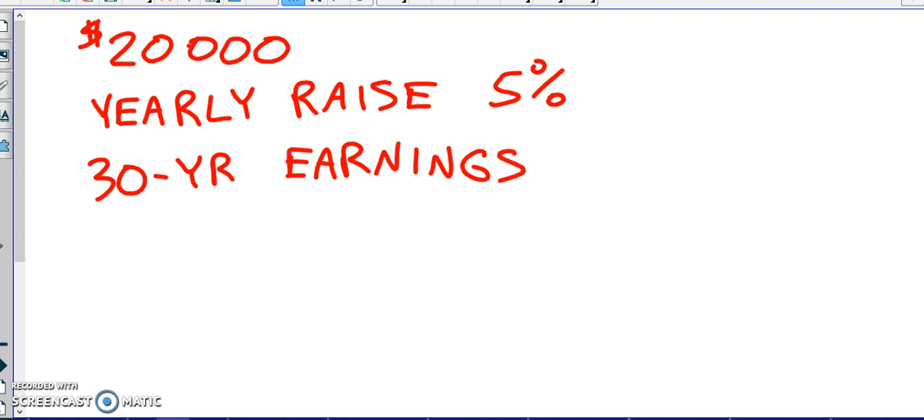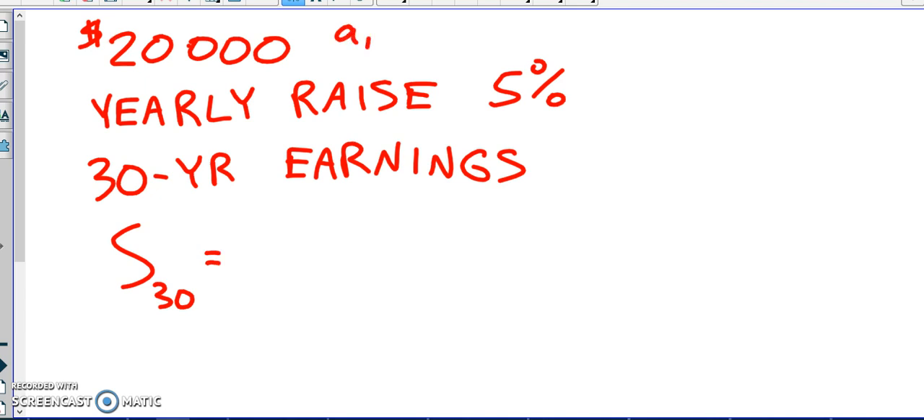I mean, there are no taxes or anything withdrawn from them. Well, basically, that means I'm looking for S30. I'm going to add up all the year's earnings up to 30 years. And, of course, there's your A1.